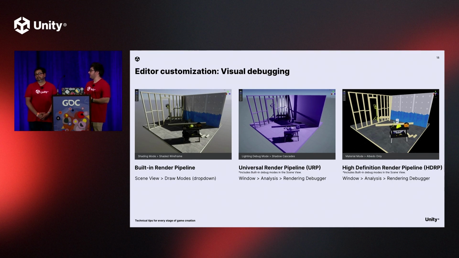And on the opposite end, in HDRP, I have an example using some material overrides to show the albedo only. So in this case, I'm taking a look at just my base textures without any normal maps, without any lighting information. So I can see, for example, if my levels throughout my textures are somewhat even.